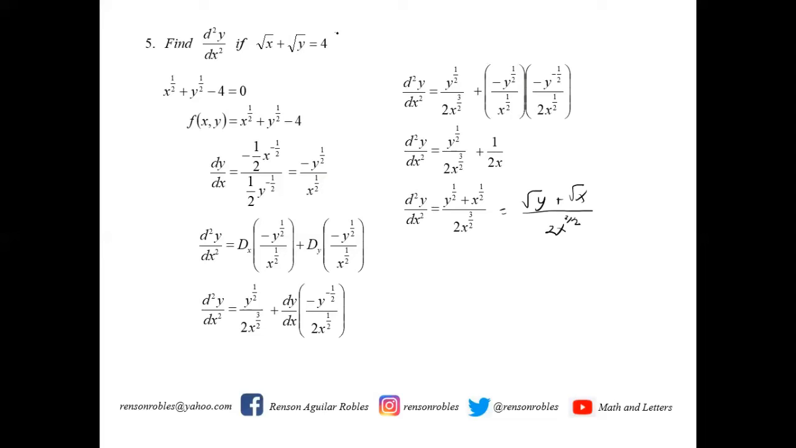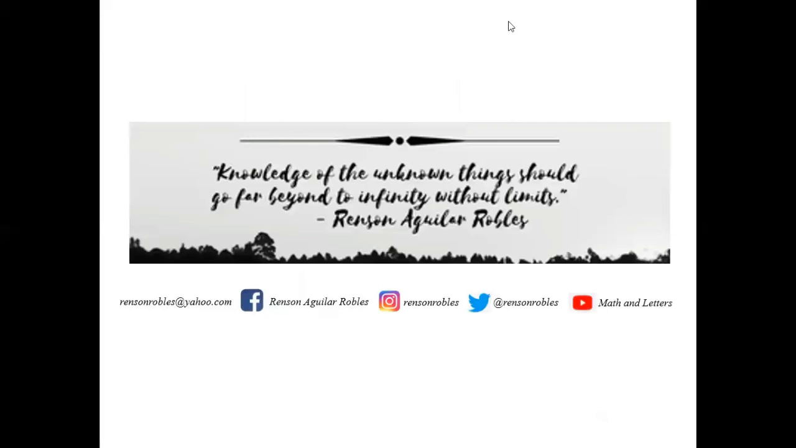And then from our given, the square root of x plus the square root of y is equal to 4. So I can now replace this by 4. And we shall have 4 all over 2x raised to 3/2. And then we can now get the lowest term of this fraction. So that's 4 over 2, and that is 2 all over x raised to 3/2.